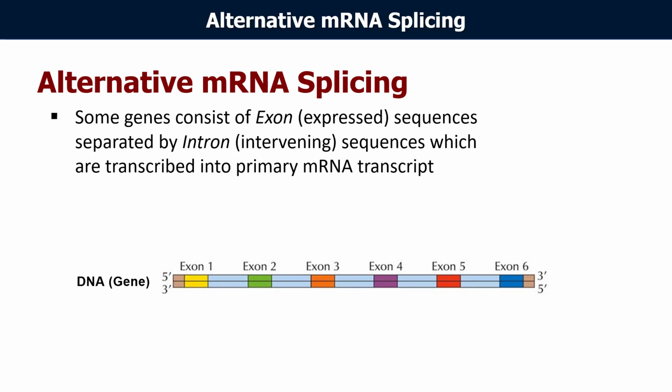So it turns out that some genes consist of exon regions or expressed sequences separated by intron or intervening sequences. So if you look at the gene down there, you see the yellow exon, the green exon, the orange, the purple, the red. These are not transcription factors or enhancers or anything. This is the gene itself now. This is the stuff that encodes the protein. The exons are sequences that will ultimately be expressed, meaning translated into protein.